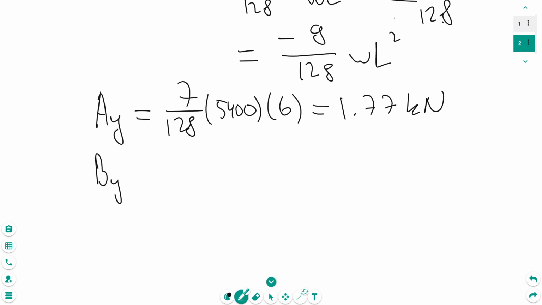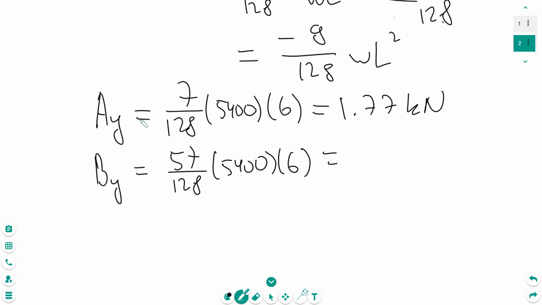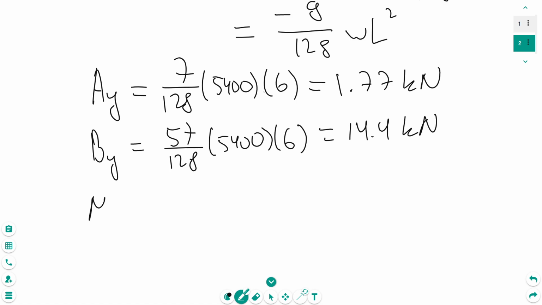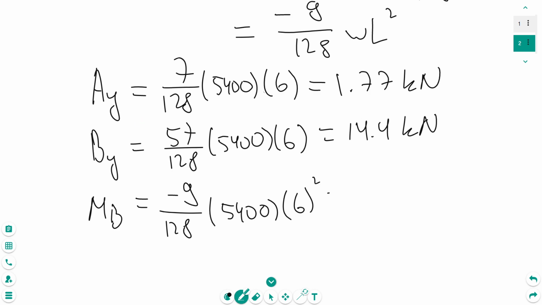To solve for BY, I had that it equals 57 over 128 times 5,400 times 6, which is just W times L, and that therefore equals 14.4 kilonewtons. Finally, I get the equation for MB, which was just negative 9 over 128 times W, which is 5,400, times L squared, which is 6 squared. And therefore I get that it equals negative 13.7 kilonewton meters.